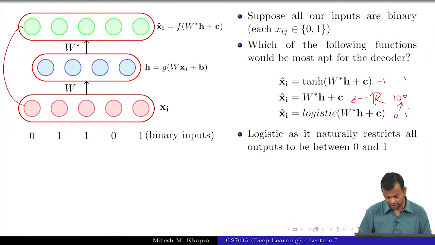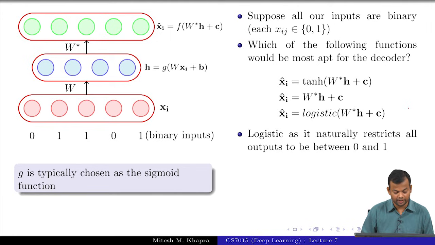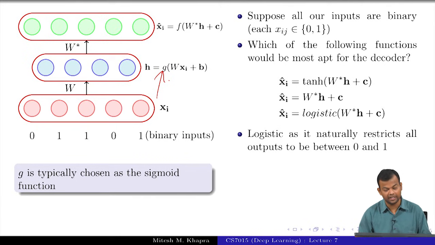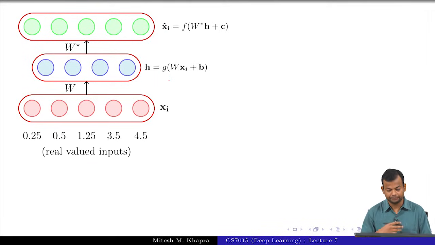So in this case, the logistic function is the most appropriate choice, and g, that means the encoder function, is typically again chosen as a sigmoid function. So it could either be the logistic function or the tanh function, right? You could choose any of these as the encoder function, okay?